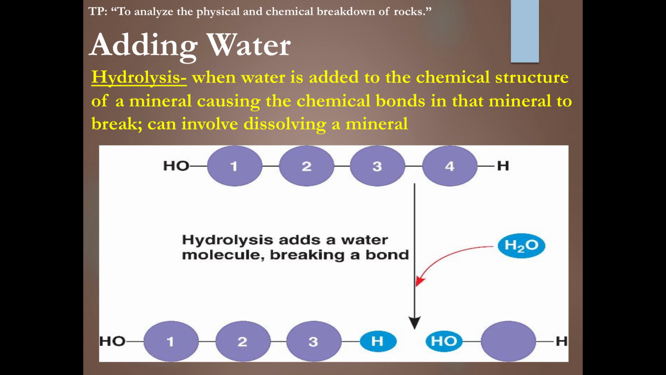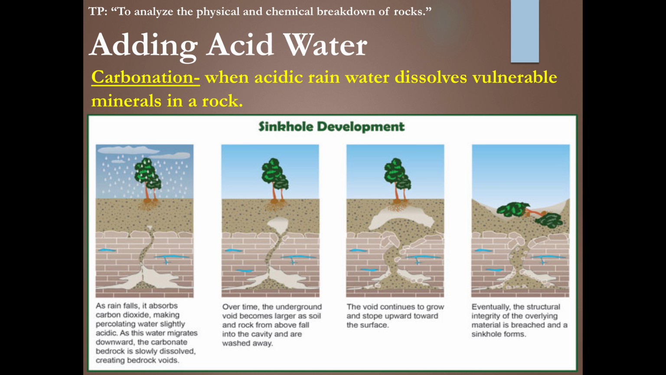Alright, number 2 is hydrolysis, when water is added to the chemical structure of a mineral, causing the chemical bonds in that mineral to break, becoming weaker, and this can eventually dissolve a mineral. Number 3, carbonation, when acid rainwater dissolves vulnerable minerals in a rock.